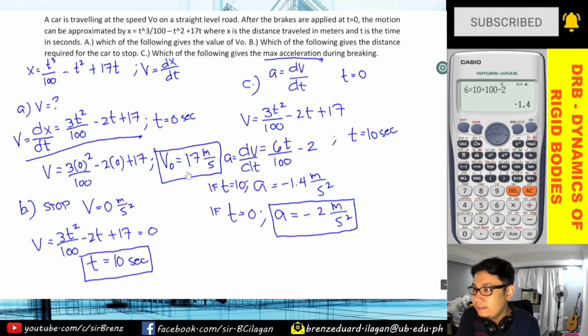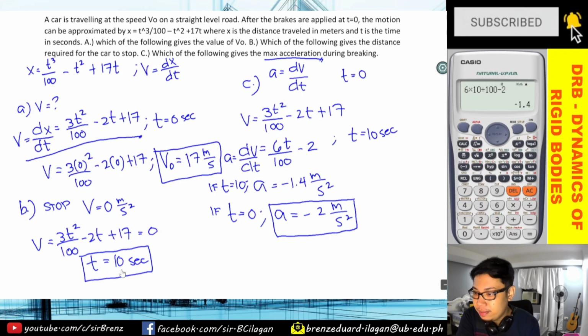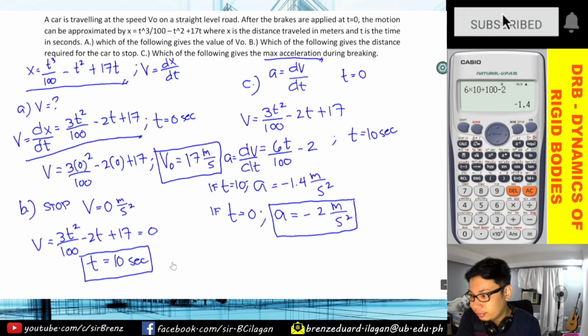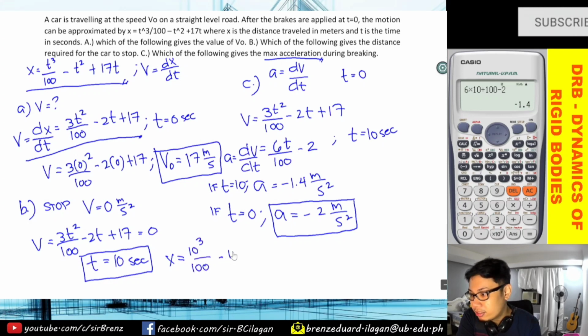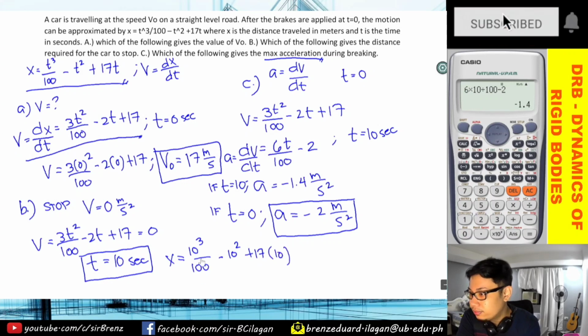Ito yung initial velocity niya. Letter B, gives the distance required for the car to stop. Ay, ang nakuha pala natin is time. So anyway, madali lang naman. Since may time na tayo, and alam natin yung given na original equation is in terms of distance x, substitute mo lang dito sa equation na to. Sorry, hindi ko nabasa yung buong tanong. So, palitan lang natin yan. So that will be 10 cubed all over 100 minus 10 squared plus 17 times 10. Ito pa pala yung final answer mo for letter B.